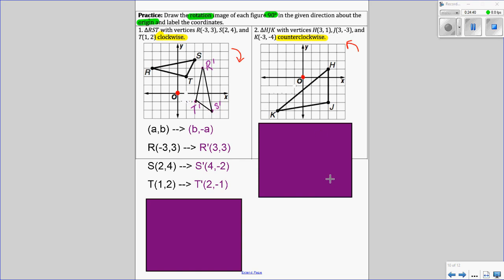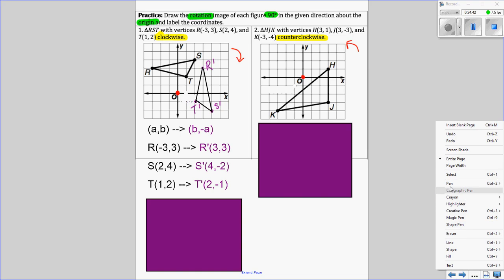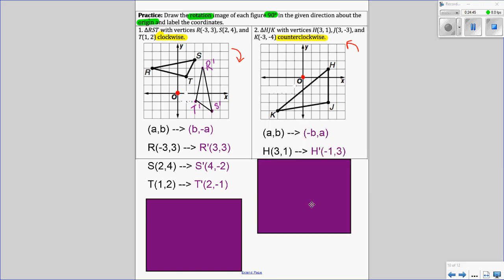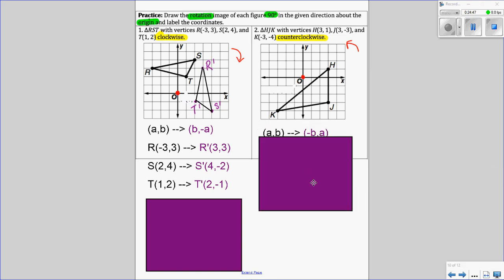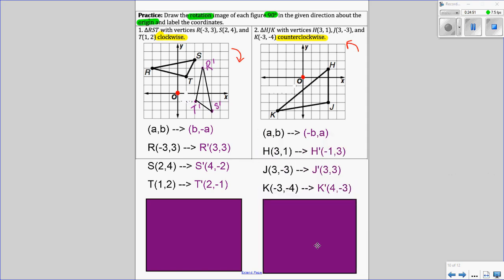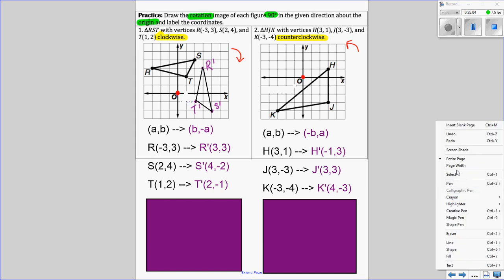There you go. Alright, the next one. Oops, I shouldn't have done it that fast. Counterclockwise, you switch the letters, the B will be negated, and you go in that direction. So again, if you do not know this, then you would turn it one turn counterclockwise, and you see where it falls and be able to figure out the points.